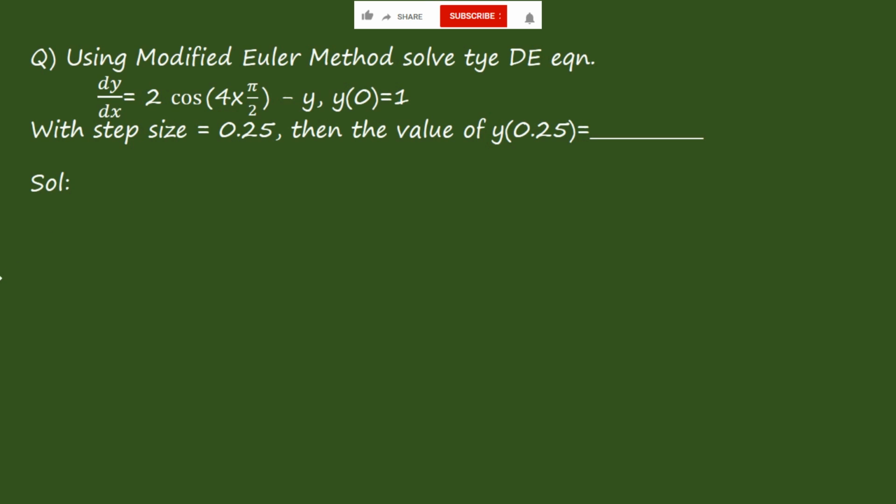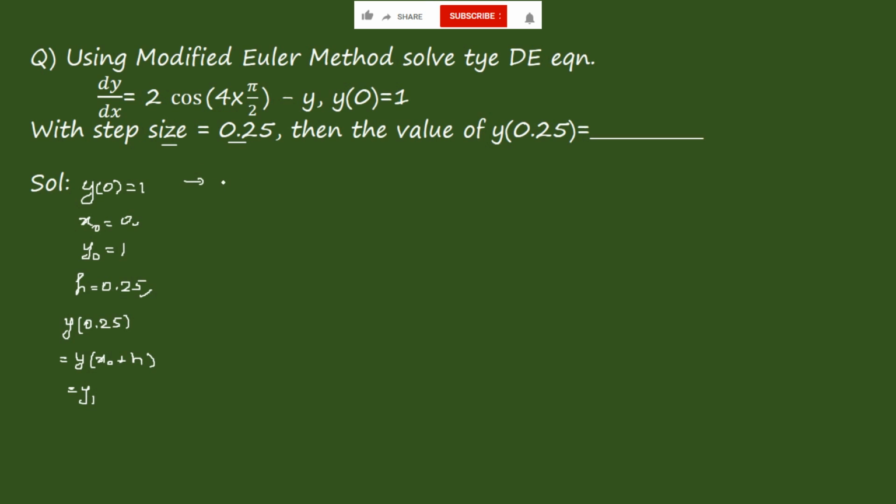Okay. Now they have given the details that y of 0 is equal to 1. Then we consider x naught is equal to 0 and y naught is equal to 1. Again they have given the step size 0.25, then the h value is 0.25. We have to find the value of y of 0.25, which is equal to y of x naught plus h. As I know, x naught is 0, so it's 0.25, which is equal to y1, whose value we have to find out.